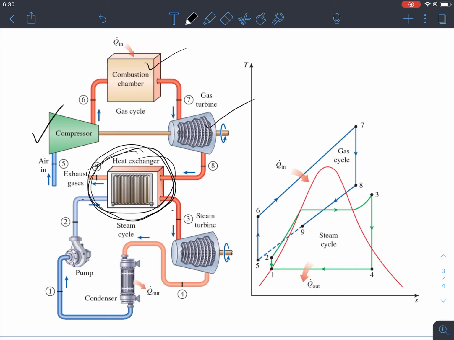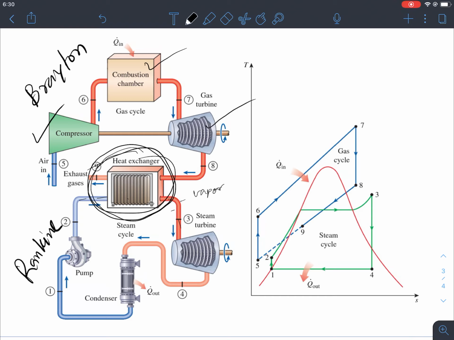When the pump delivers the liquid to that heat exchanger, it comes out as a vapor, right? It's already vapor. So that's how we combine these two cycles. This is the gas power cycle, which is the Brayton cycle, right? And this is the Rankine cycle.